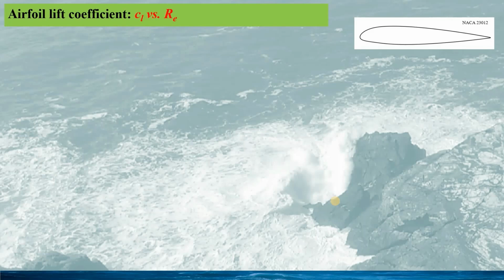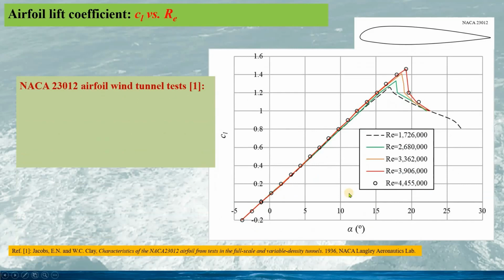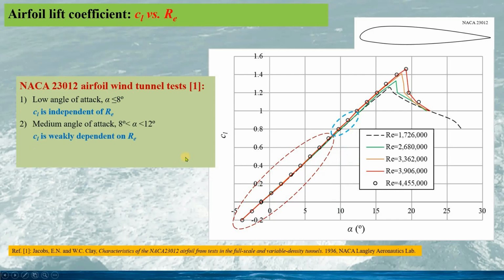The second example is the flow past the airfoil NACA 23012 at different Reynolds numbers between 1.7 to 4.5 million. All these flows should be fully turbulent. At the low angle of attack, say alpha less than 8 degrees, the lift coefficient CL would be independent of the Reynolds number, as can be seen here. At the medium angle of attack, between 8 degrees and 12 degrees, the lift coefficient would be weakly dependent on Reynolds number.